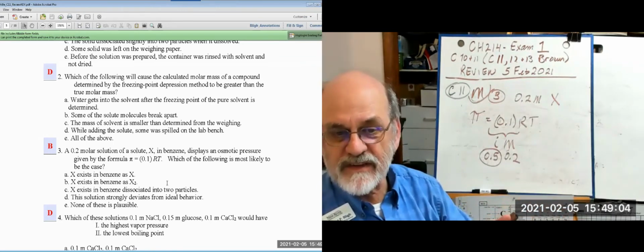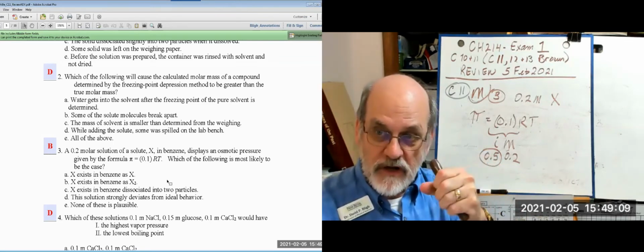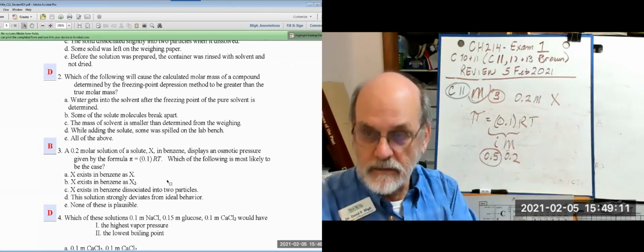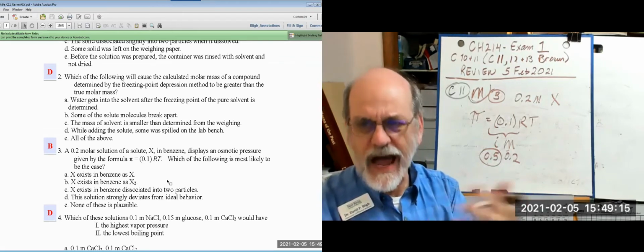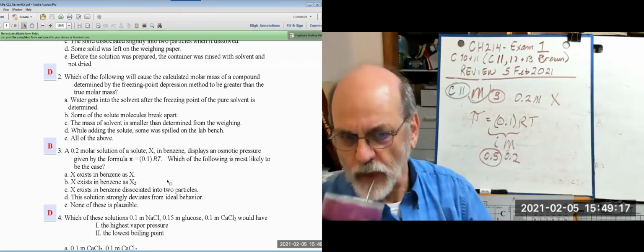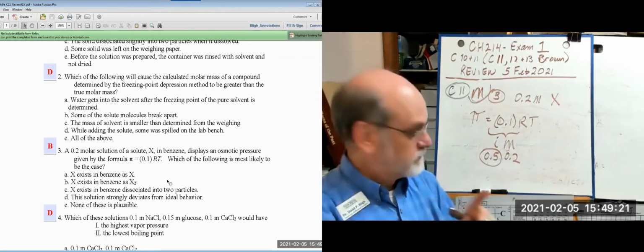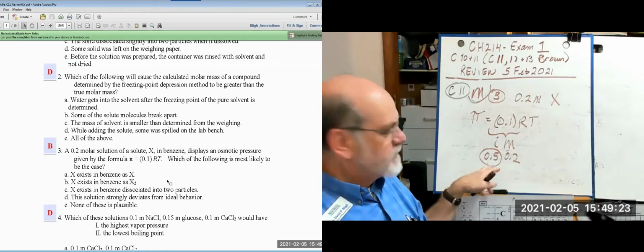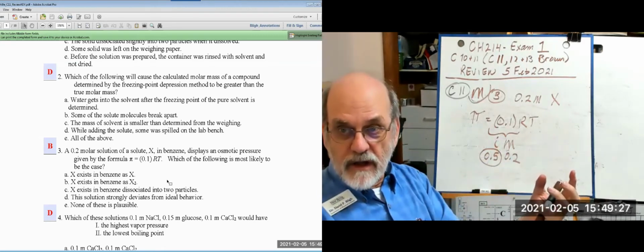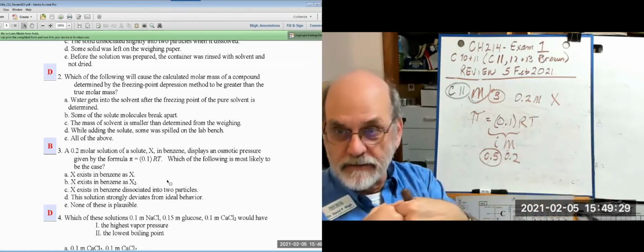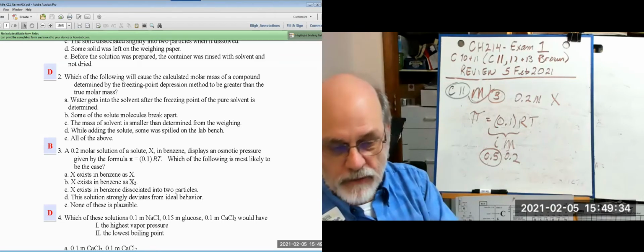X exists in benzene as X2. So there we're saying X, when it goes into solution, forms a dimer of some kind. That's the one that answers the question, because instead of breaking apart into 2 particles, it combines from 1 into 2. So there's your answer.